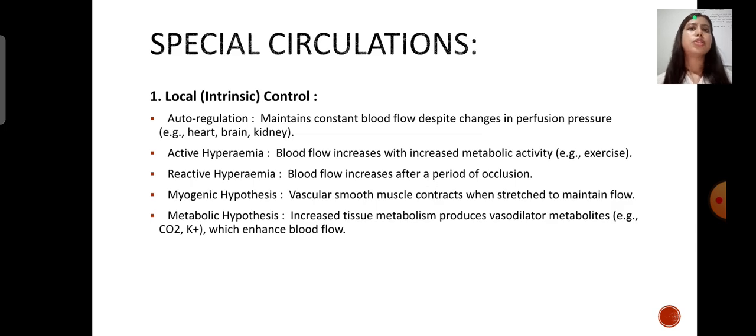There are special circulations like the local intrinsic control, where there is autoregulation, maintaining a constant blood flow despite changes in perfusion pressure, like the heart, brain, kidneys. Then we have active hyperemia, which is blood flow increasing with increased metabolic activity like exercise. Then reactive hyperemia, where the blood flow increases after a period of occlusion. Then we have the myogenic hypothesis, where the vascular smooth muscles contract when stretched to maintain flow. Then we have the metabolic hypothesis, where increased tissue metabolism produces vasodilator metabolites like carbon dioxide and potassium, enhancing the blood flow.